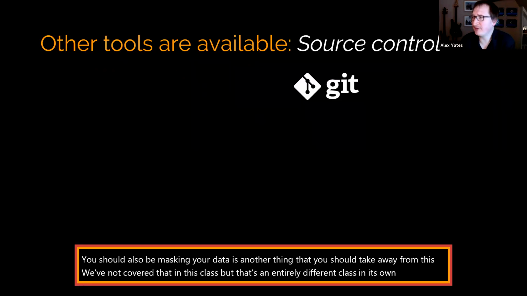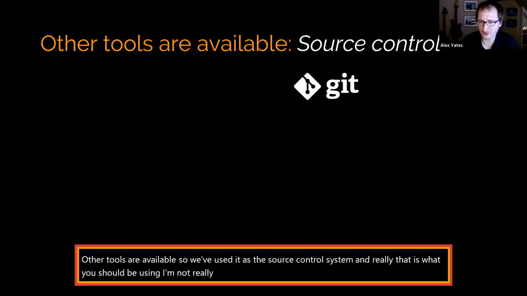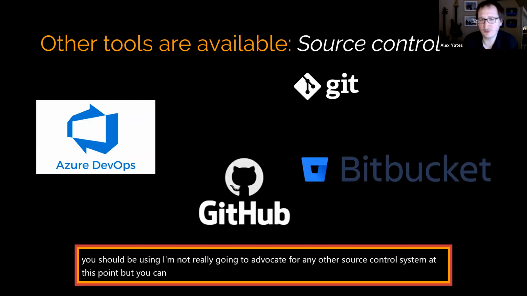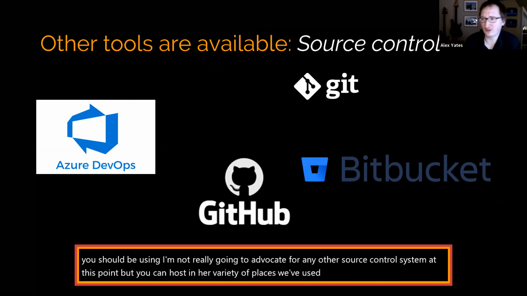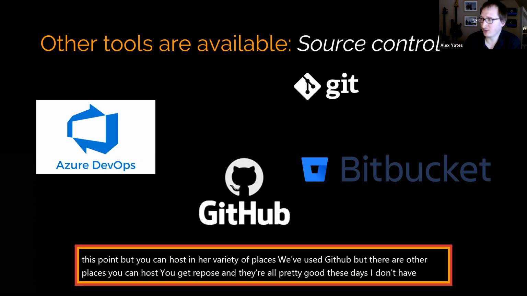Other tools are available. So we've used Git as a source control system, and really that is what you should be using. I'm not really going to advocate for any other source control system at this point, but you can host it in a variety of places. We've used GitHub, but there are other places you can host your Git repos, and they're all pretty good these days. I don't have a particularly strong reason why you would go for one or the other.